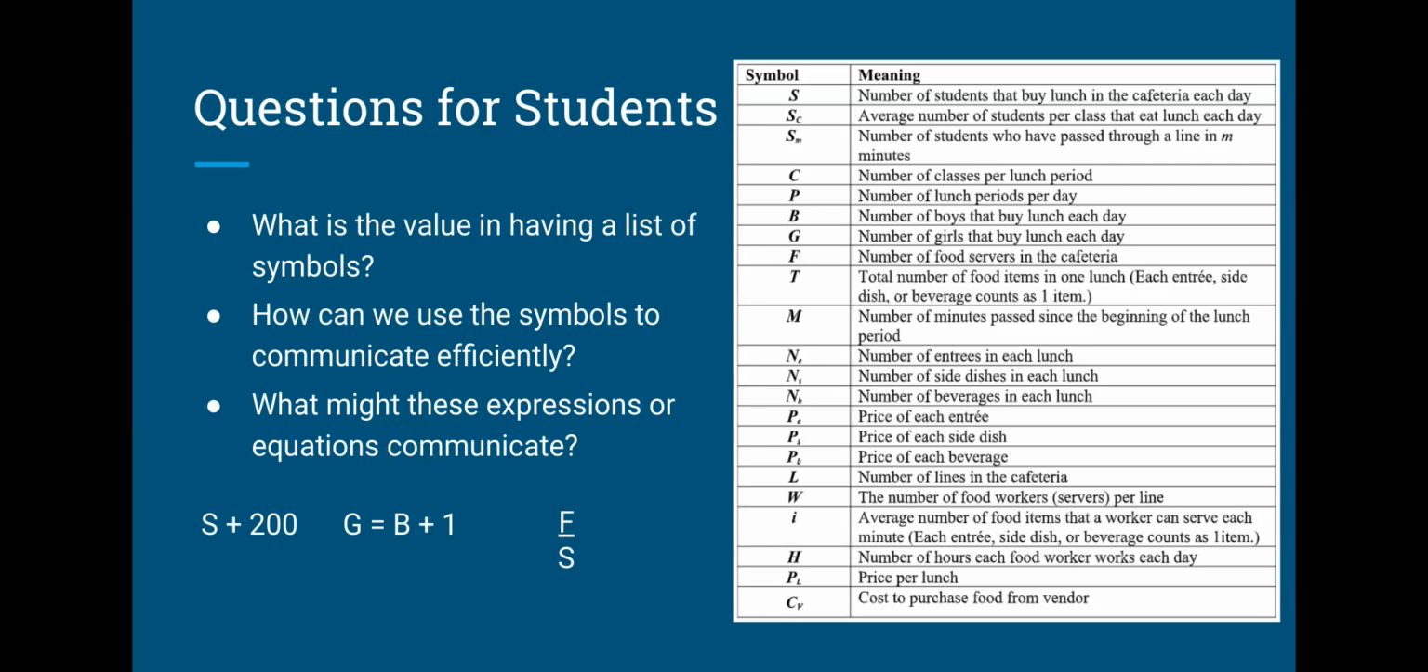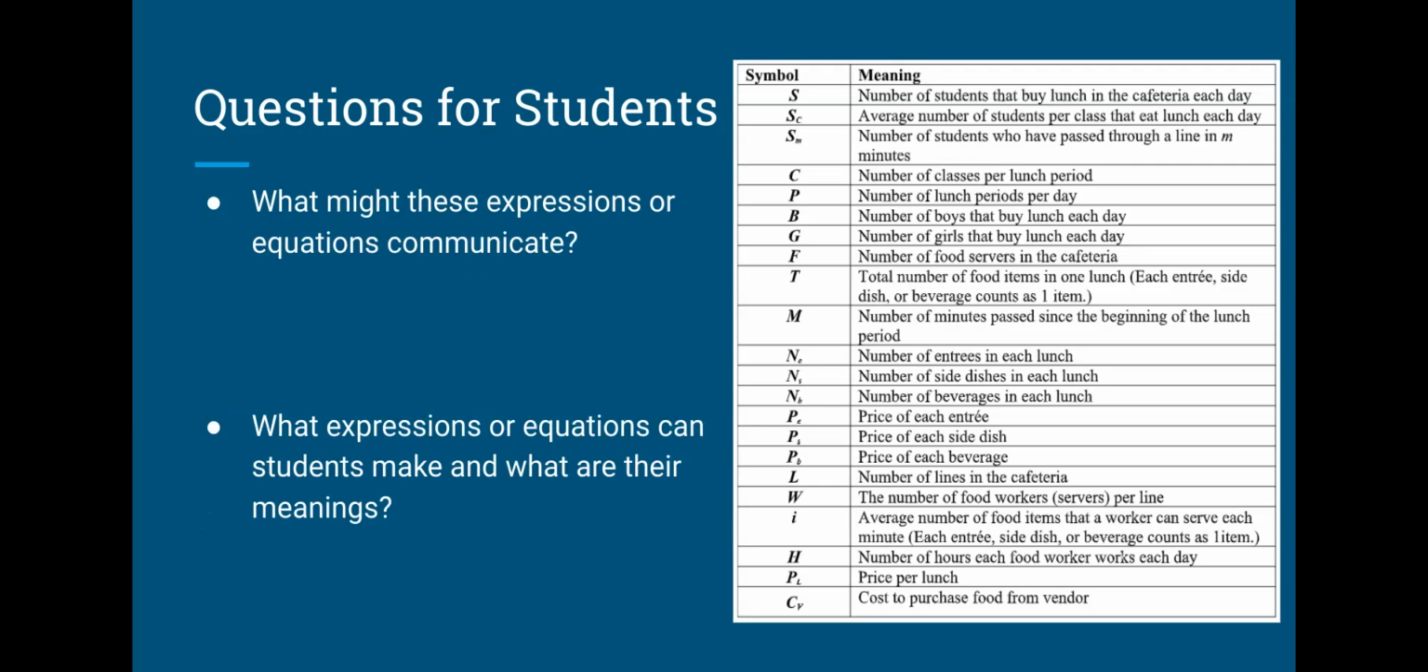Or how about F over S? Well, F is the number of food servers in the cafeteria. S is the number of students that buy lunch in the cafeteria each day. So now we have a ratio. It's the ratio of food servers to students buying lunch. And so now all of these expressions have a distinct meaning. They communicate an idea as opposed to just calculating a value. And this becomes the basis for how we can explore expressions, whether they're linear, exponential, or quadratic. And we can use this throughout the entire Algebra 1 curriculum.